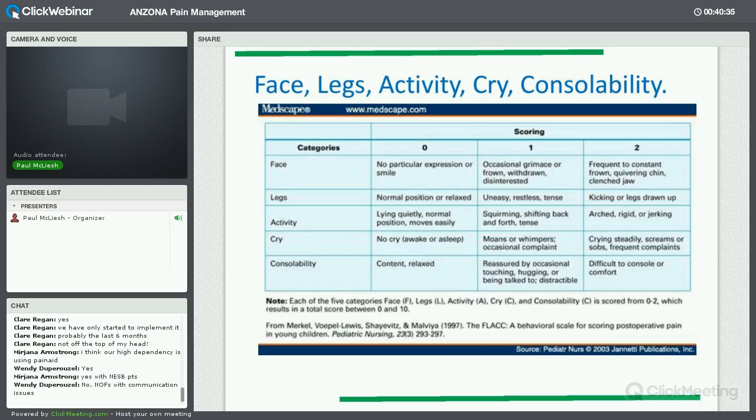Oh, no, okay, so you use it as well. Okay, excellent. Well, that's good.